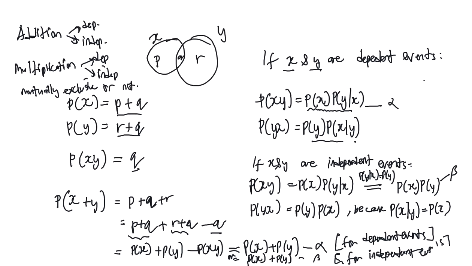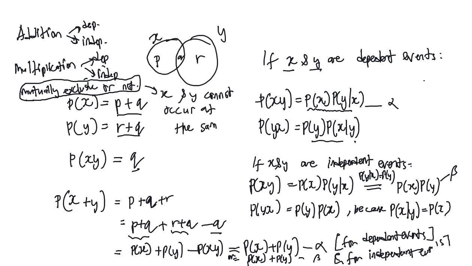So mutually exclusive: if let's say x and y are mutually exclusive, it means that x and y cannot occur at the same time, which means that P(xy) or P(yx) is equal to 0. So the probability of that is 0.